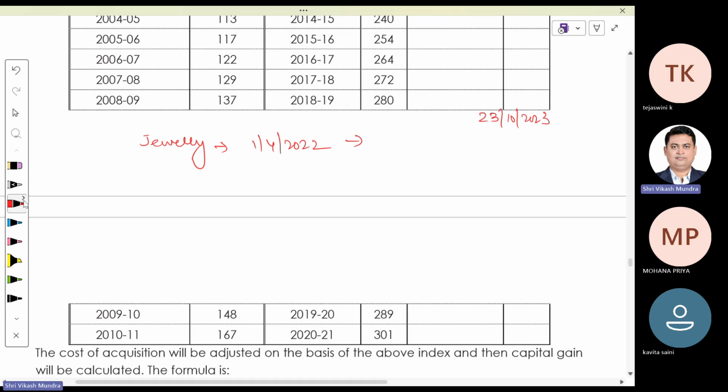Please guide. We are required to calculate the period of holding. Do you think the period exceeds 36 months? The period does not exceed 36 months. Hence, it should be termed as a short-term capital asset.